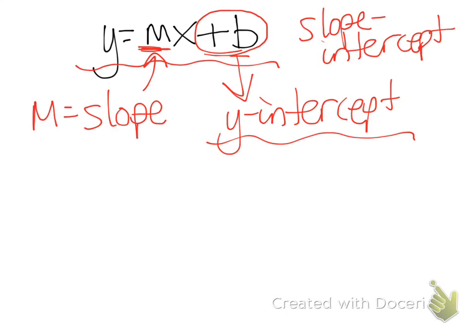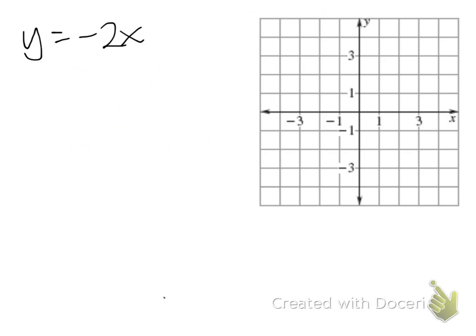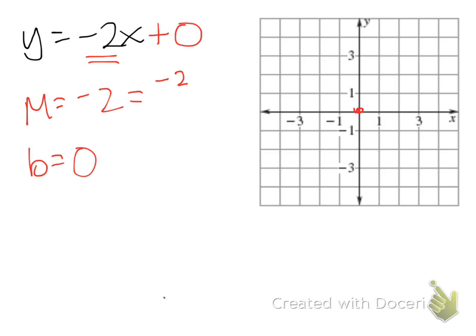We're going to plot our y-intercept, and then from that point, we're going to move the rise over run that corresponds to our slope. So let's do a few of these examples. If we have y equals -2x, so the coefficient of our x is -2. That's our slope. And you'll notice that we're not adding anything on. But don't forget that 0, so our b, our y-intercept, is 0. So we're going to start at the point (0, 0). And our slope, if we were to write this as a fraction, would be negative 2 over 1.